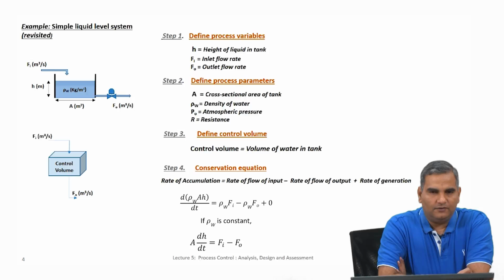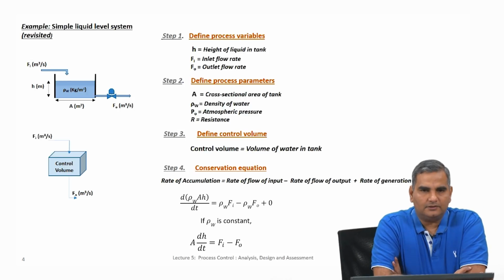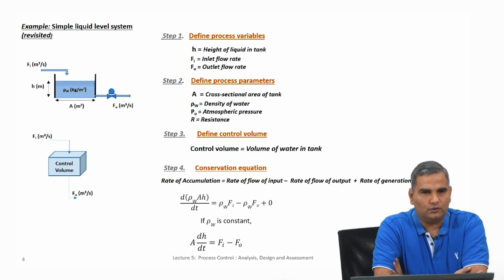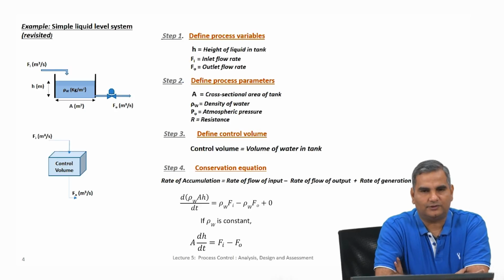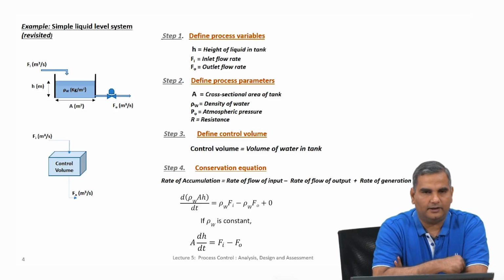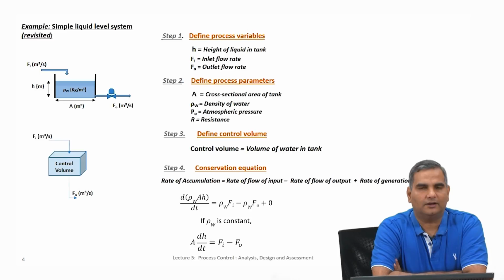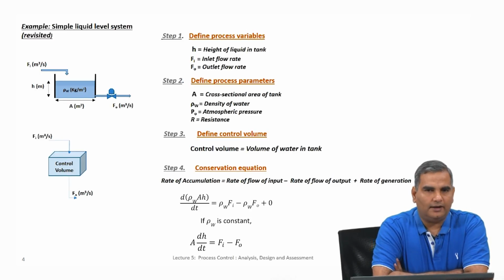Now, when we write these model equations, we also have another notion of a control volume, which was there in the previous slide, and I will explain the control volume with this example here. You have to write these model equations for control volumes, and typically when you have a complicated system, you can come up with different control volumes for which you write these balance equations.